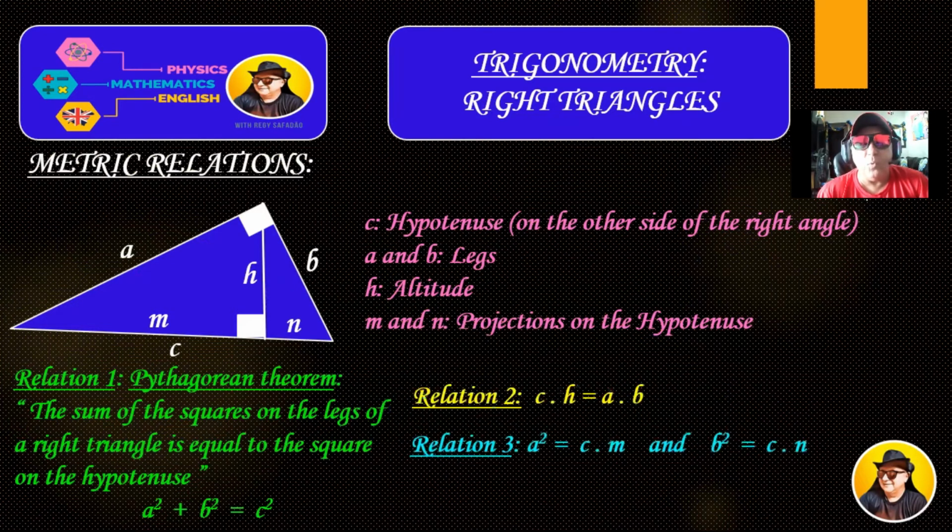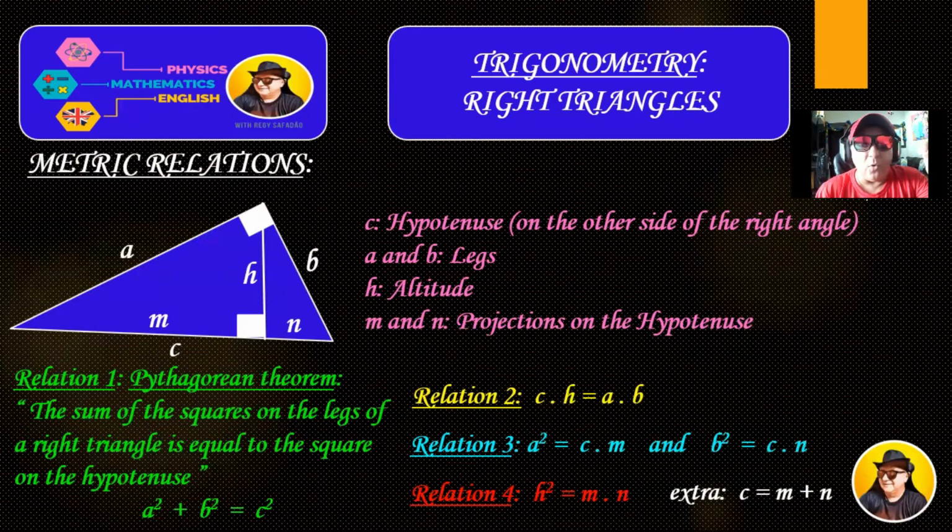Relation 3, we have 2 formulas in this relation. The first one is A squared is C times M, and the other is B squared is C times N. And the last relation is relation 4: H squared is M times N. As I told you, the extra relation is that C is M plus N.